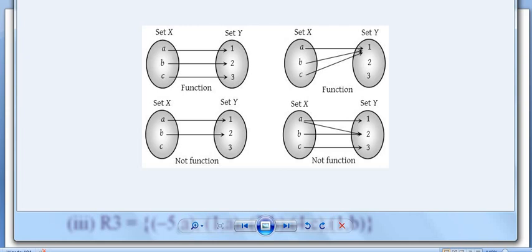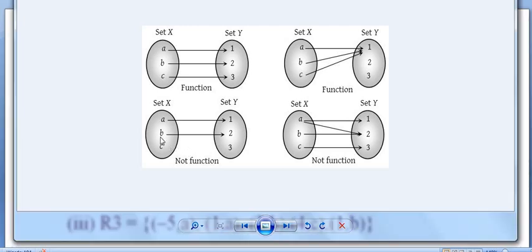What is a function? See here, in set X, we have the elements A, B, C. In set Y, we have the elements 1, 2, 3. A has the image 1, B has the image 2, C has the image 3. So in set X, all elements have an image in Y. So we can say that is a function. Here also in set X, all of A, B, C have an image in set Y. So that is also a function.